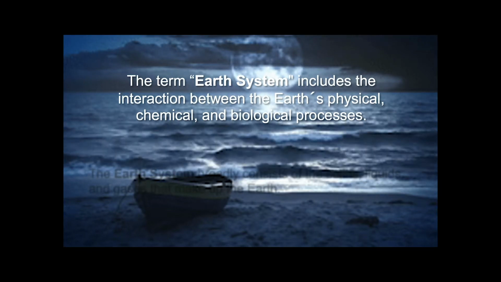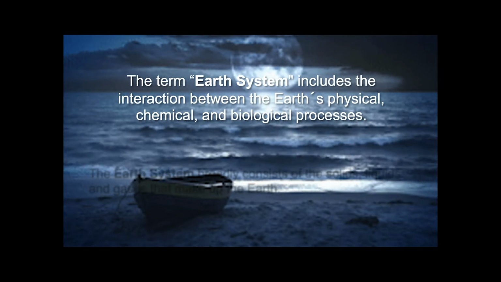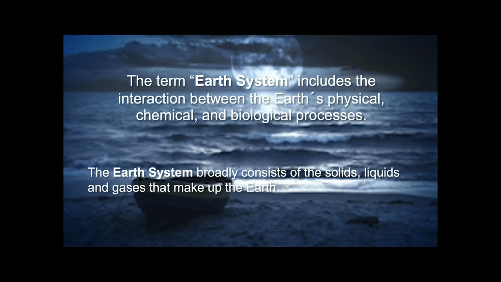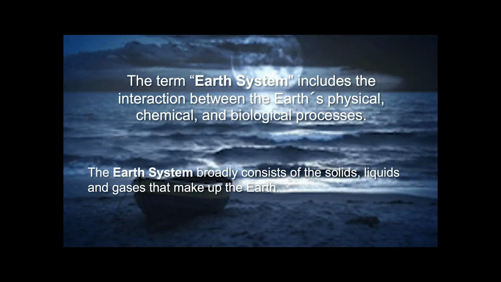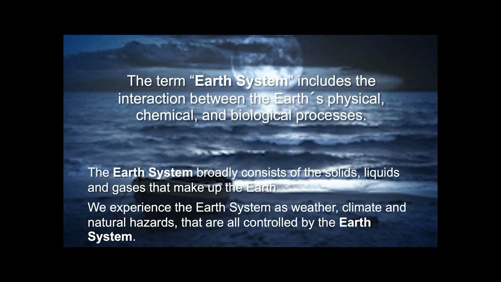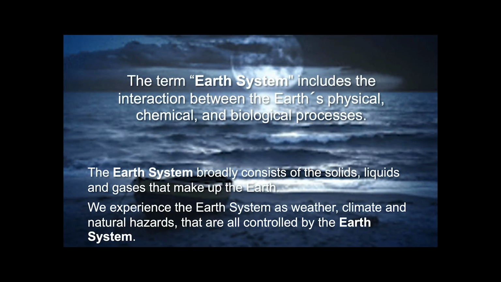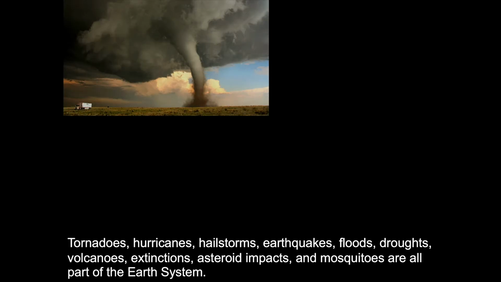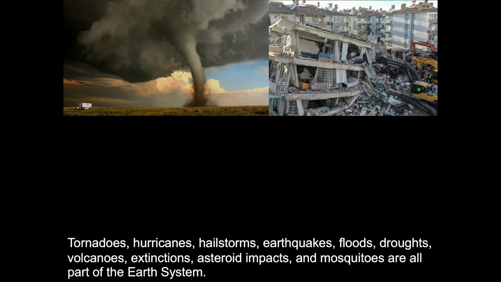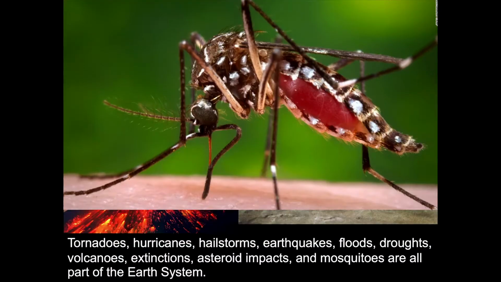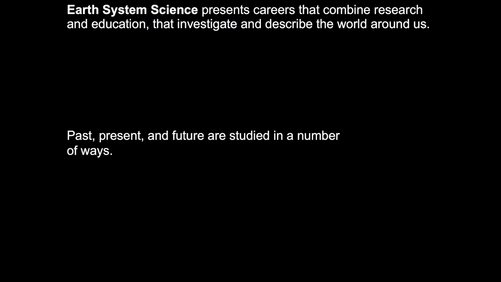The term Earth system includes the interaction between the Earth's physical, chemical, and biological processes. The Earth system broadly consists of the solids, liquids, and gases that make up the Earth. We experience the Earth system as weather, climate, and natural hazards that are all controlled by the Earth system. Tornadoes, hurricanes, hailstorms, earthquakes, floods, droughts, volcanoes, extinctions, asteroid impacts, and mosquitoes are all part of the Earth system.